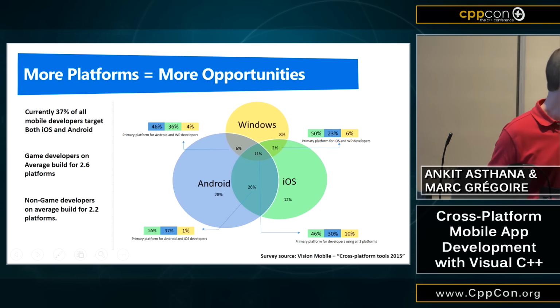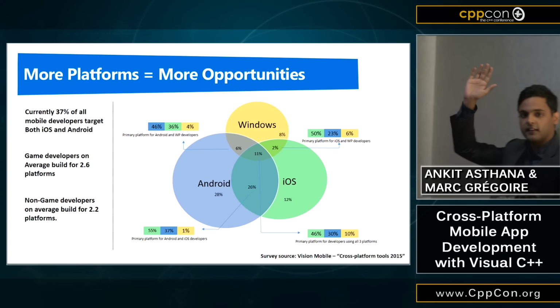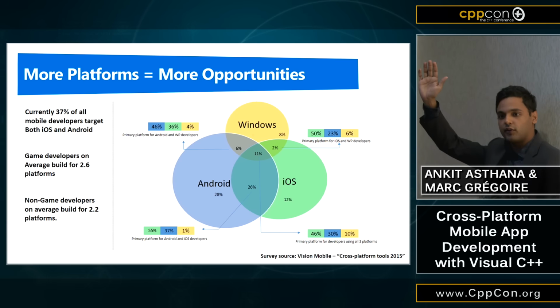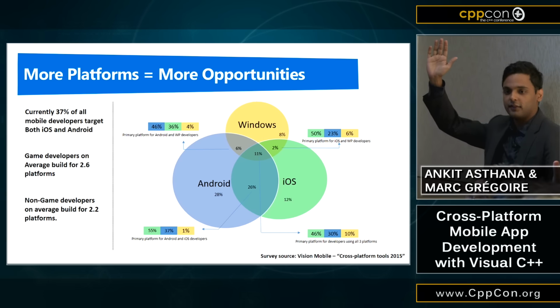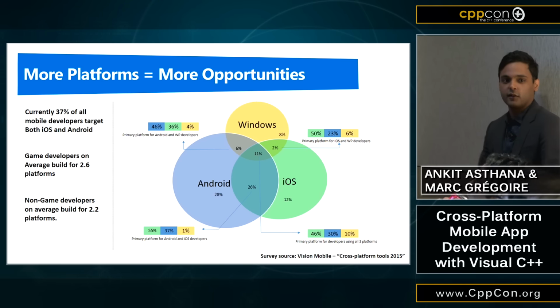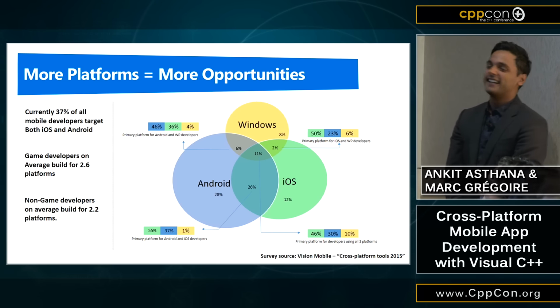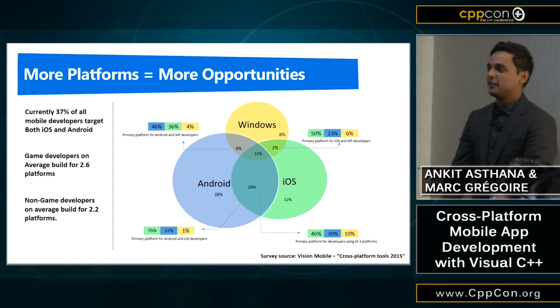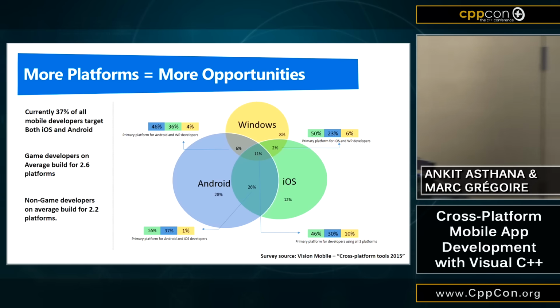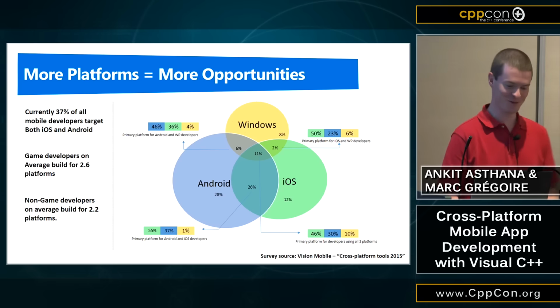So just curious here, how many people have actually written a mobile app here? Just raise your hands. How many people have actually written an app for Android or iOS? Perfect, that's a great crowd. So do you guys agree, or roughly agree, with this slide? The Windows bubble is a bit big. Yeah, it's 8%. And how many people developed an app for all three of them? Perfect. Well, that's not so much.